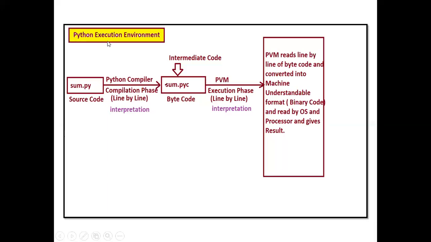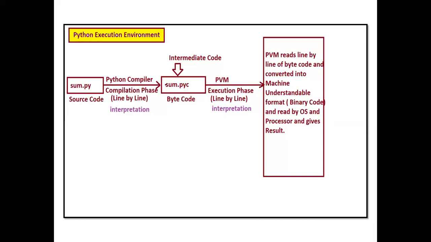Some.pyc. Now, why is it saved as some.pyc? Because internally, its name is CPython. I've told you once it is converted to the intermediate code, which is a byte code. Then the execution process takes place. After the compilation process, the execution process will take place.